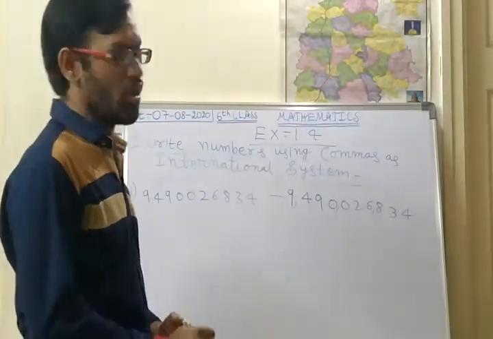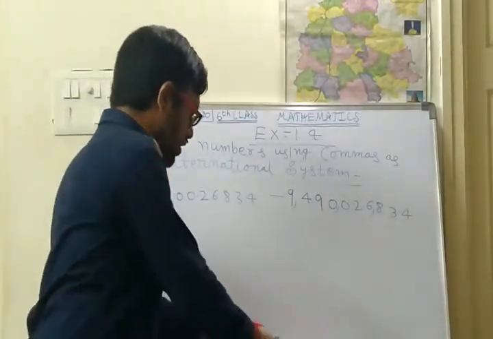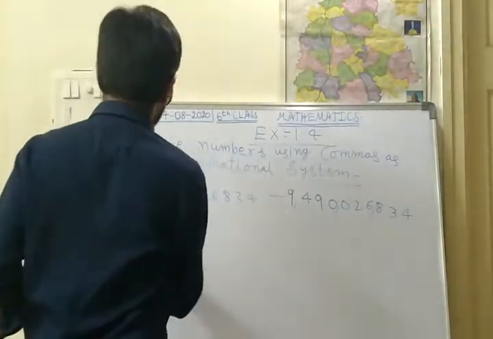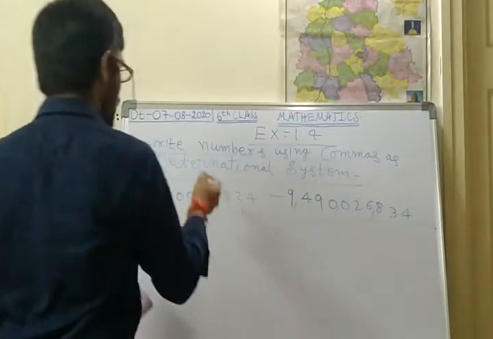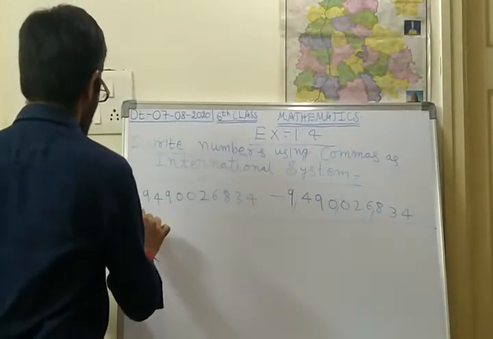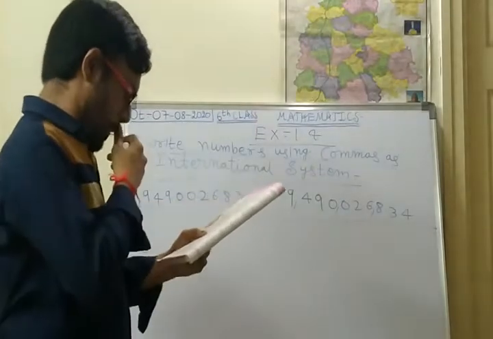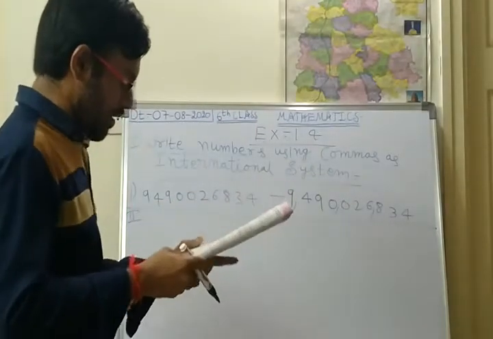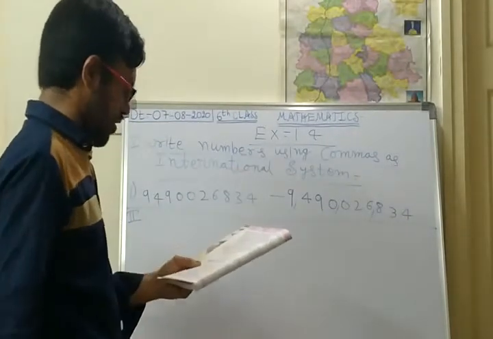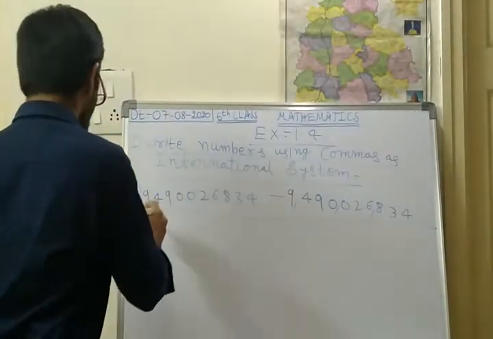Okay. Now we shall go with the other bit. Like this you have to do this bit. Very easy only. So I am stopping this bit. So next, second bit: write the numbers in words in both Indian and international system. So you have to write the numbers in words.